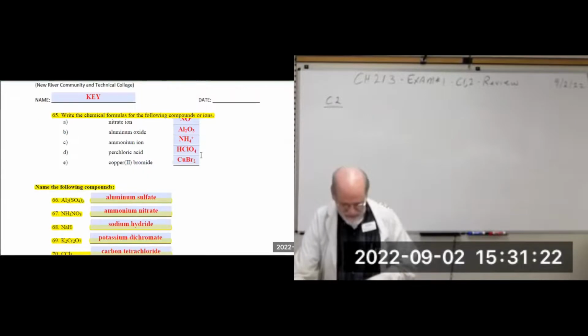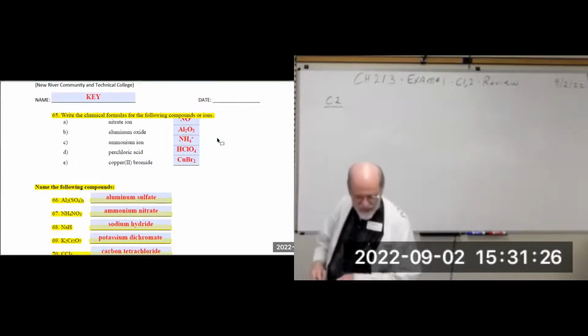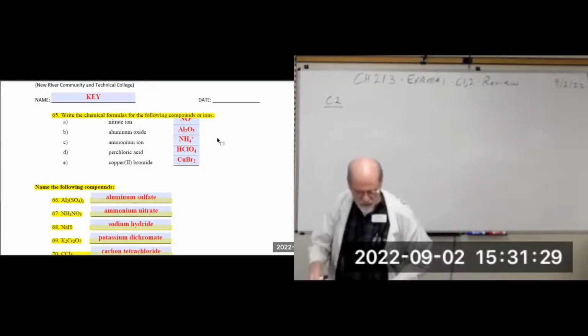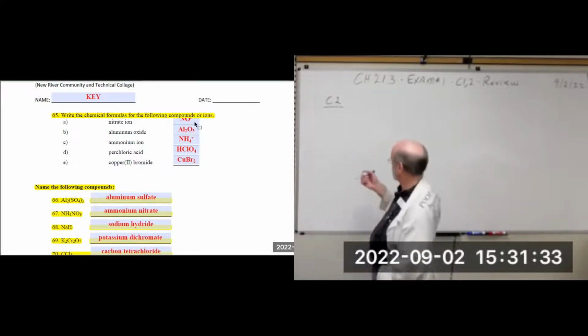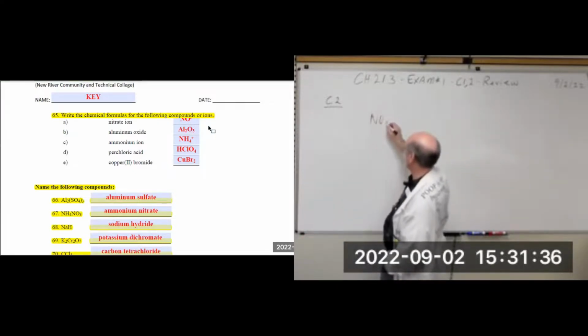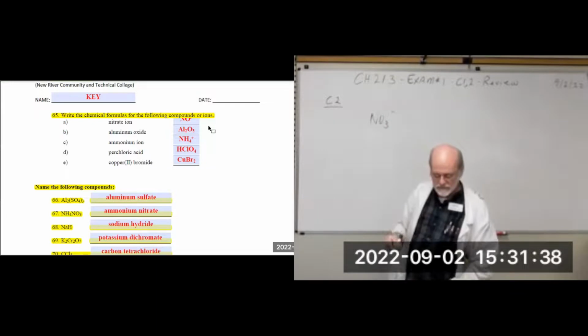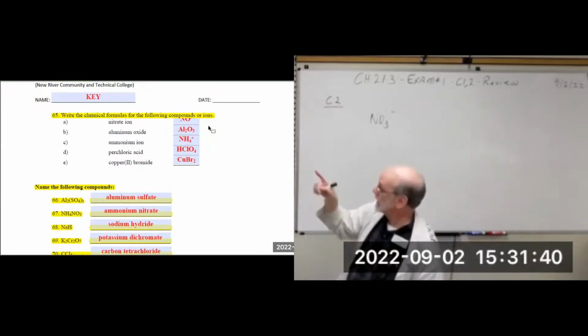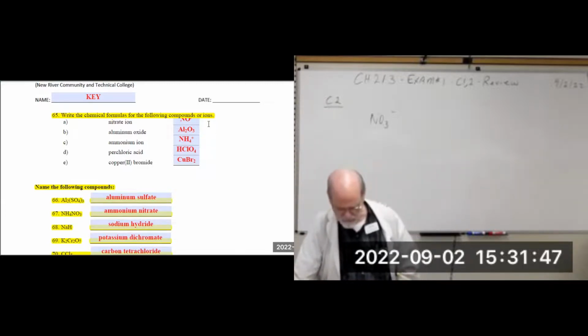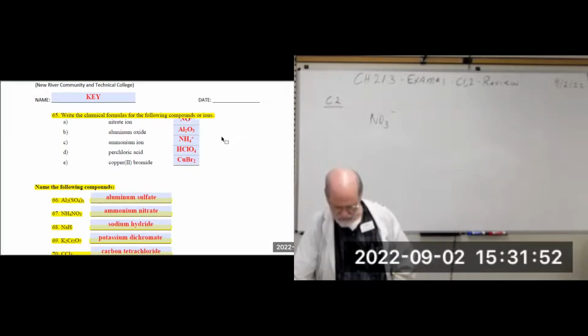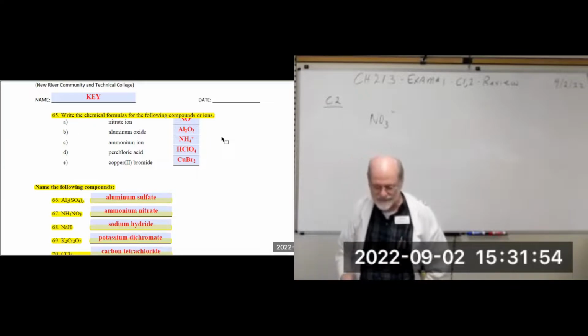Let's see what we got here. Oh, that's kind of messed up. Nitrate ion. In fact, that's wrong. I'm missing a subscript. Nitrate is this. Right? So that one's wrong. Unless there's a 3 that's in the wrong place up there out of the way. I don't know if that's true or not. Doesn't look like it is though. So that one's wrong.